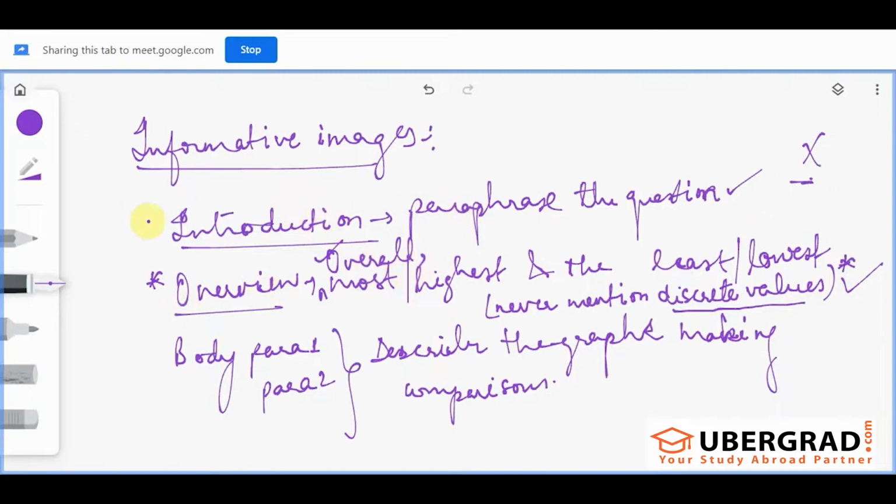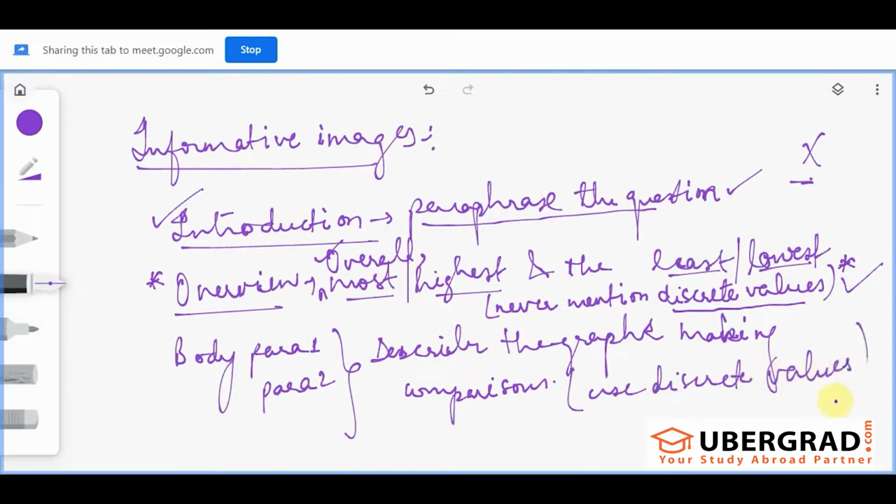So first, the introduction of your graph, you will just write one line. That will be just the paraphrasing of the question. Next, in the overview, you will write overall, and you will write the most or the highest, the least or the lowest, followed by two body paras. Here you have to use discrete values, and describe the main features only, not everything. And making comparisons is again very important.